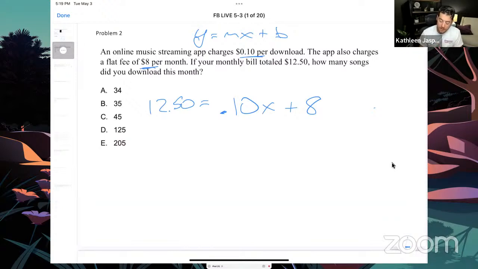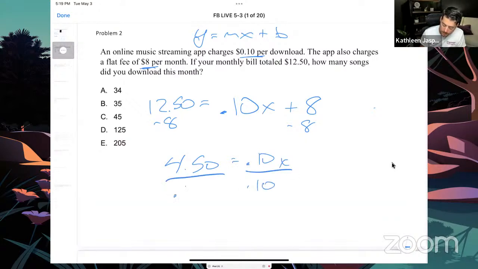Everything else is based off of the month. So here we go. Figure out what X is. So subtract 8, subtract 8. I now have 450 is equal to 0.10x, divided by 10 cents. And you will see that our X is equal to 45. Okay. It's simple once you get the equation.